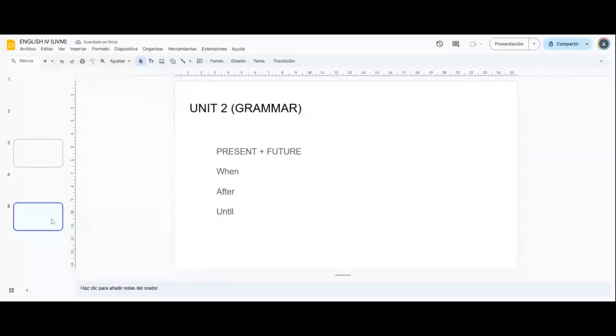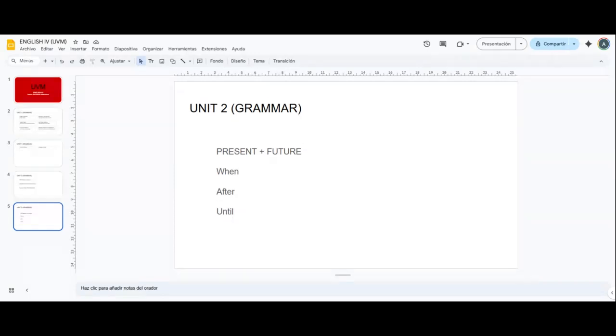Okay, my idea was to do some exercises here. We're going to go there, but we have another structure: structures with when, after, and until, to talk about situations in the future. Again, in this case, we also have a subordinated relationship between sentences.